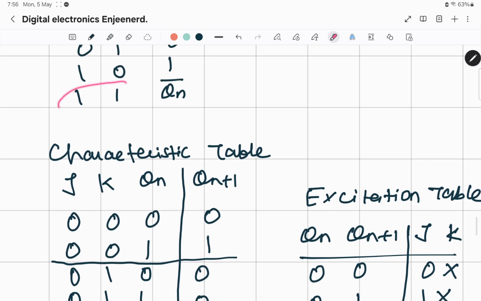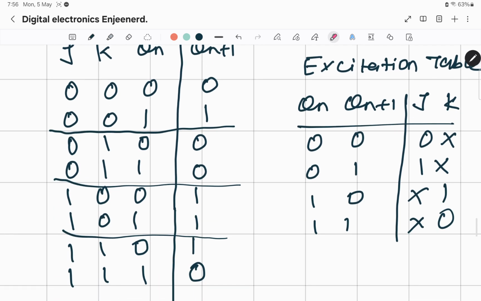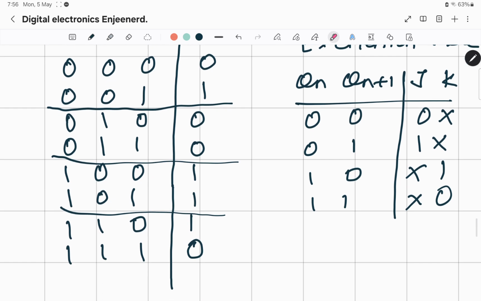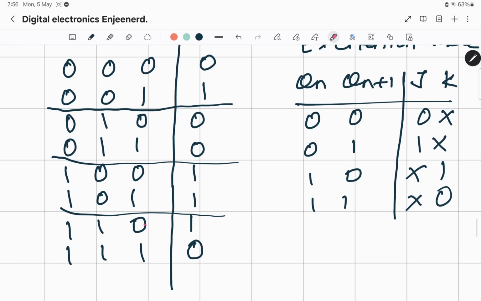Now look at the last one. For 1, 1, it is Qn bar. So for 1, 1, my output Qn plus 1 will be Qn bar, which means Qn, if it is 0, I will have a 1 here. If it is 1, I will have a 0 here.